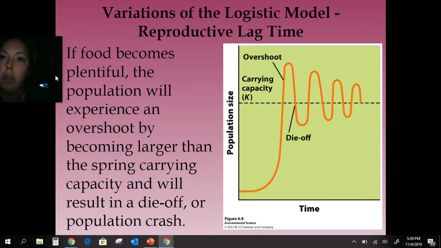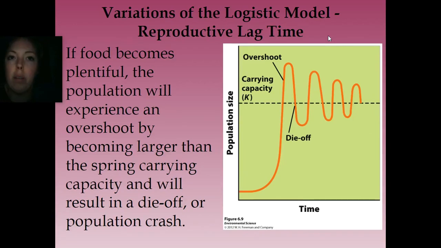So if there's less food available in the spring than needed to feed the offspring, the population is going to experience an overshoot. This is a vocab word that you guys should be familiar with, by becoming larger than the spring carrying capacity can support. All right, so as a result, there's not going to be enough food for all these individuals in the population, and the population will experience a die-off.